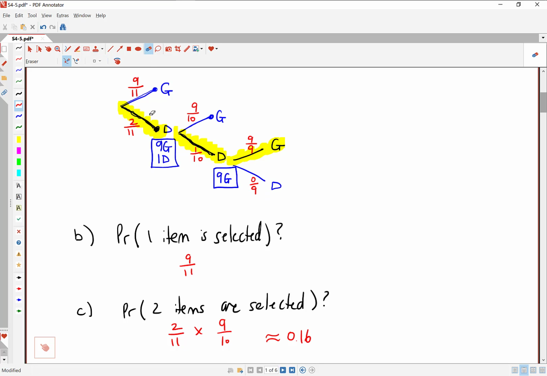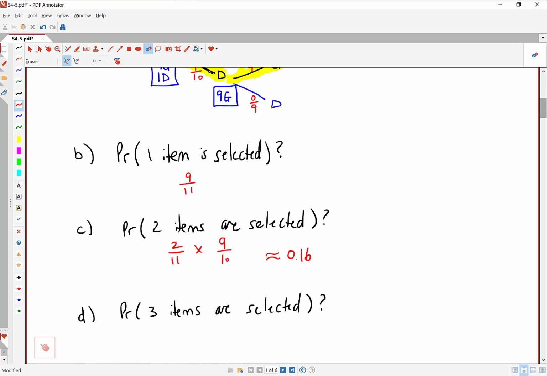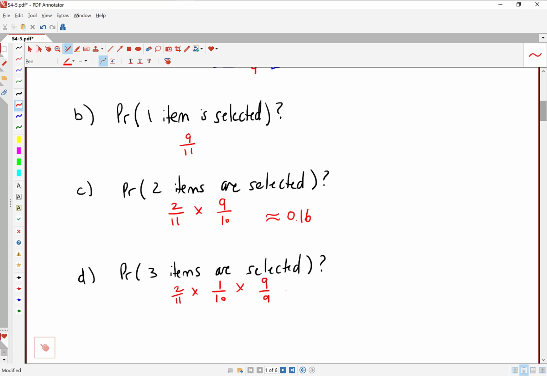So choosing 3 items means you get the order defective, defective, and then good. And the word and, again, is just going to prompt us to multiply all of these probabilities together. So we're going to go 2 over 11 times next probability was 1 out of 10 times next one was 9 out of 9. Can type all this into our calculator and we get about 0.02, 2% probability of selecting 3 items. So that's our first example of using a tree diagram to store probabilities and to calculate probabilities.